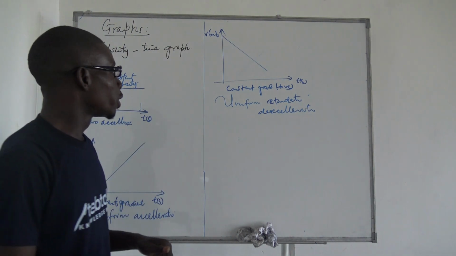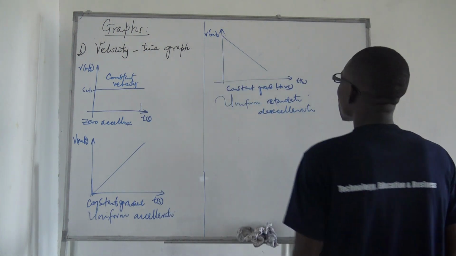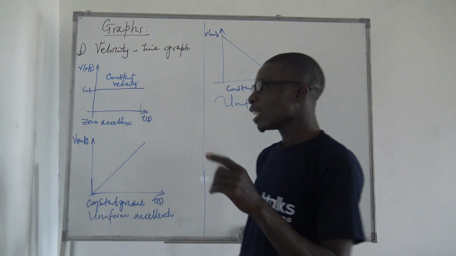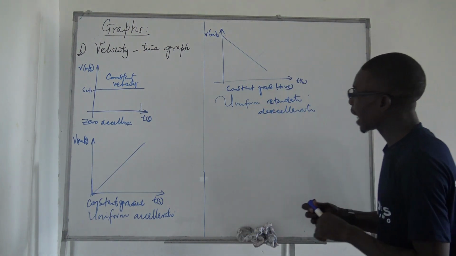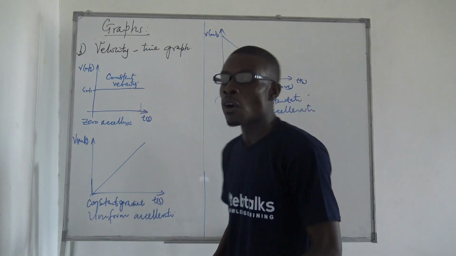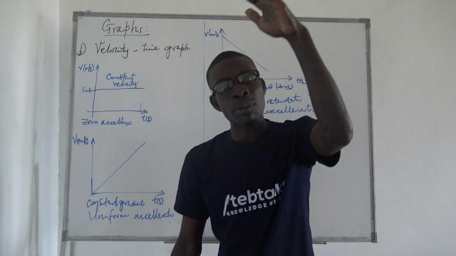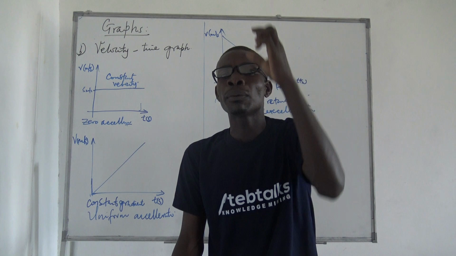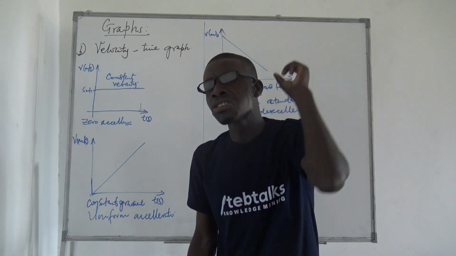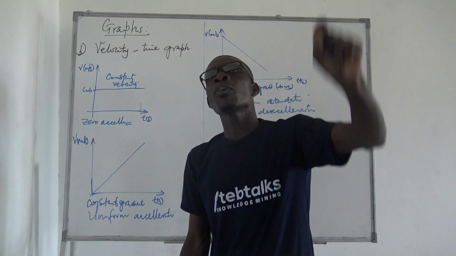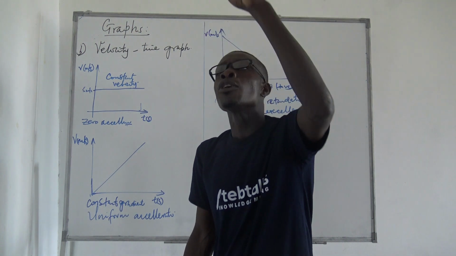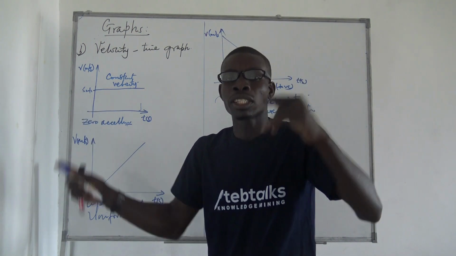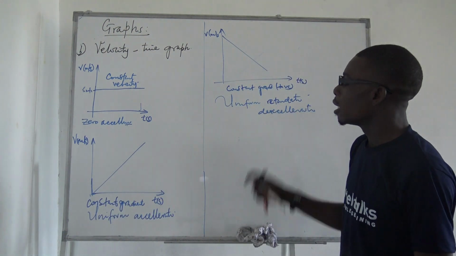Is that okay? We say that is a uniform retardation or a uniform deceleration. That is the graph for a body which is reducing the speed uniformly. After the same time interval, you subtract the same amount of velocity. If you were at 100 meters per second, you reduce to 90, you reduce the speed to 80. The time is also the same. We say you are uniformly retarding.